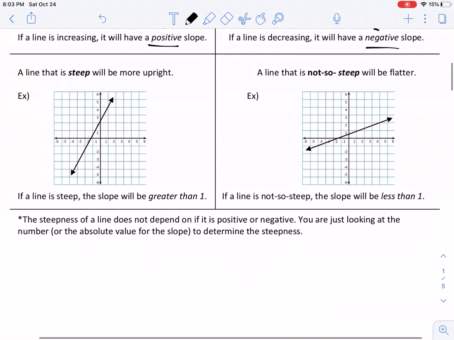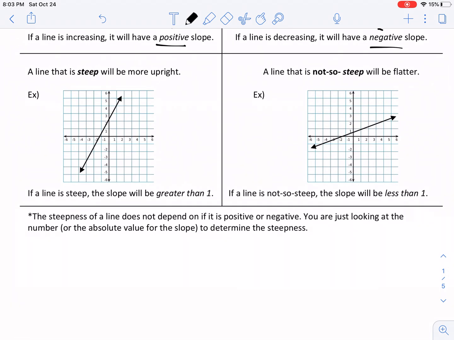When we're describing the steepness of a line, a line that has more steepness to it would be more upright. If a line is steep, the slope will be greater than 1. It's more upright. If we're dealing with a line that is not so steep, in other words it looks flatter, its slope would be less than 1. So maybe we're talking about a fraction, like 1/2.